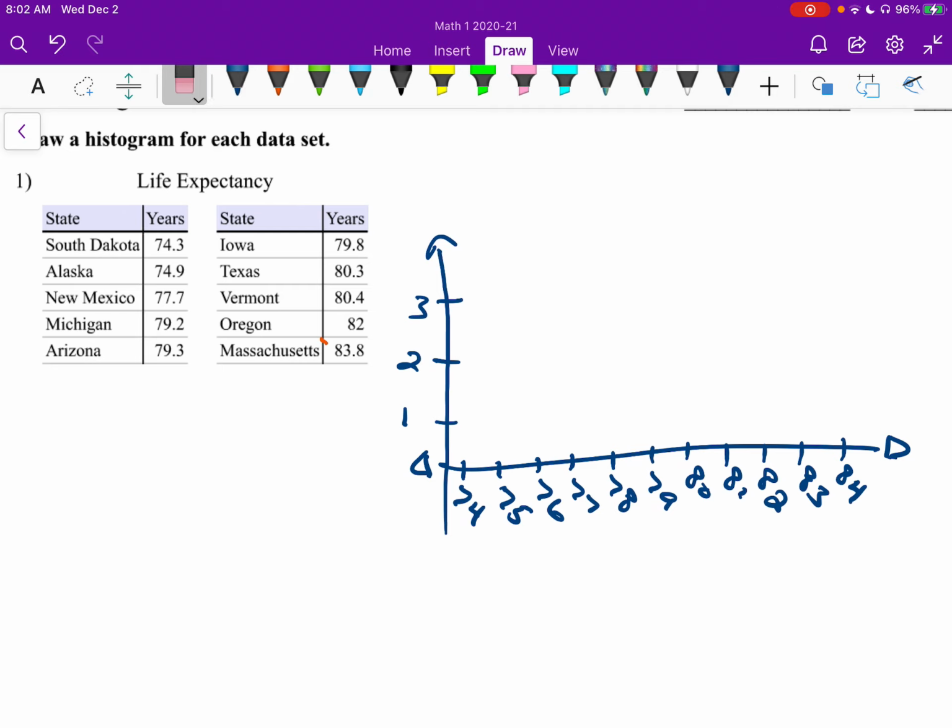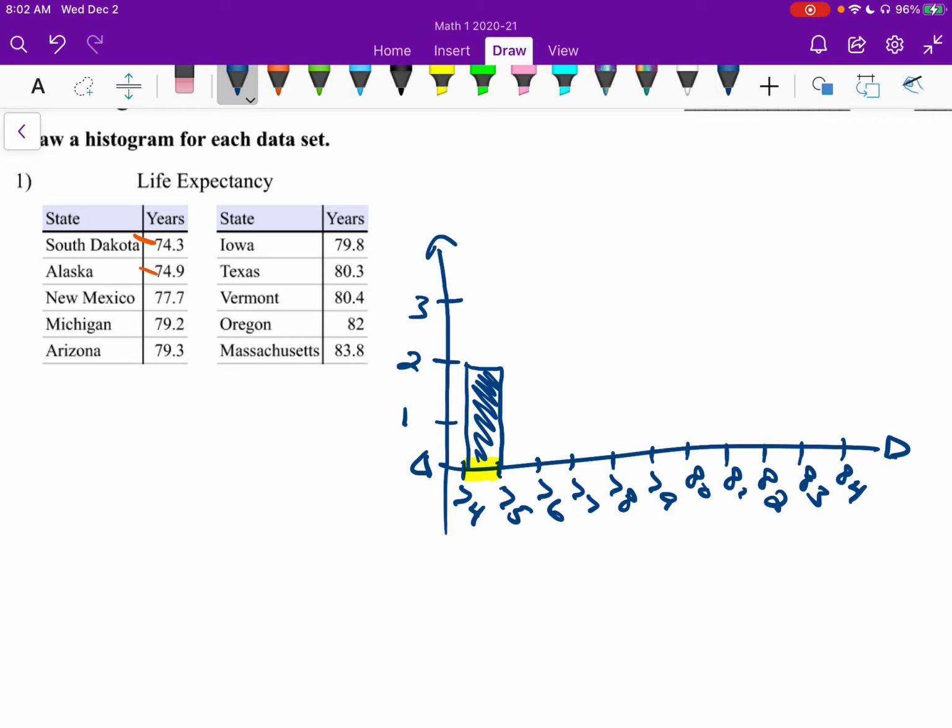So whenever we draw our bar graph, we count how many pieces of our data are between the two numbers. So for here, I'm going to count how many are between 74 and 75. So here's 1, 2. There are 2 pieces of data between 74 and 75. So I'm going to draw my, I'll do that in blue, draw my bar up to the 2. And that symbolizes that there are 2 pieces of data between 74 and 75.